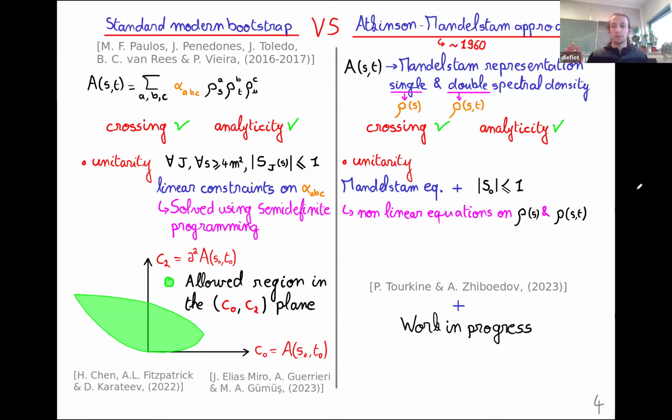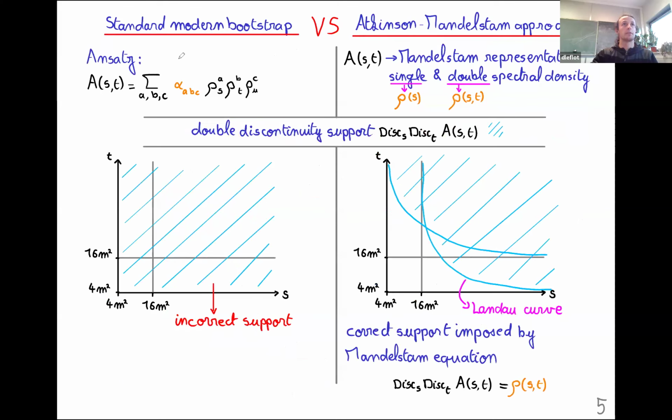Okay, so at this point, you may wonder why we want to solve this nonlinear equation if we have this beautiful method which is already working and which provided great results. Actually, we would like to apply this Atkinson-Mandelstam approach to be able to describe accurately the fine structure of the amplitude. Because as we will see, the standard modern bootstrap fails to describe accurately the fine structure of the amplitude.